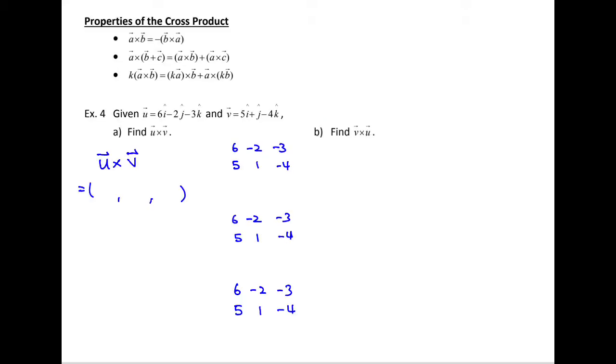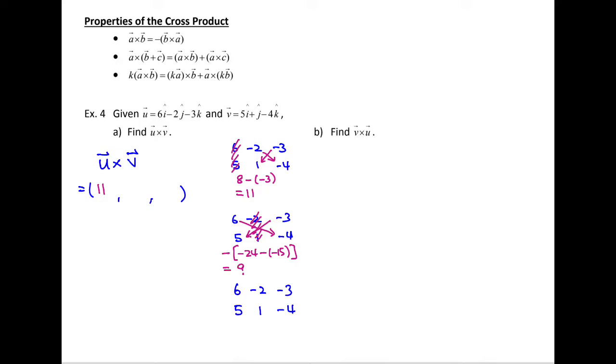Example 4. We want to investigate if there's a difference between U cross V and V cross U. Let's use two different methods to do it. So when we do U cross V, first, let's cover the X column. Then we will do -2 times -4, which is 8, minus -3 times 1, which is -3, which is 11. Second, the Y value, cover the Y column, 6 times -4, which is -24, minus 5 times -3, which is -15, you're going to get a -9. However, remember, the middle term needs to be multiplied by a negative, which is going to be +9.